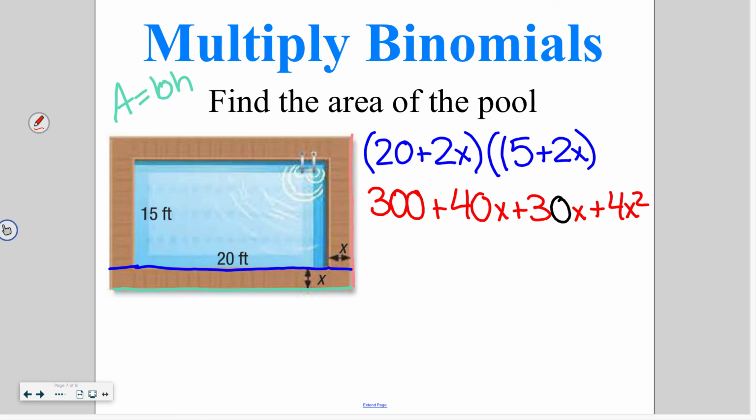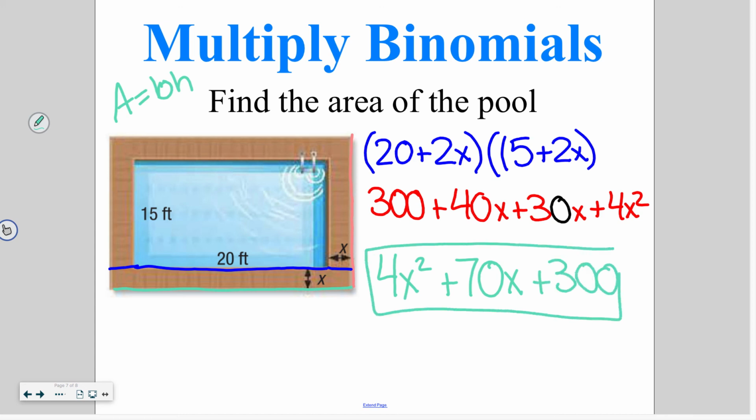If you notice, because of how I set my binomials up, the answer is backwards from standard form. So while I'm combining my like terms, I'm going to turn that around. There's nothing to match with the 4x squared, so that's going to come first for standard form. Then I've got 40x and 30x, giving me a total of 70x. And then lastly, I've got my plus 300. So that would be our expression for the area of the pool.